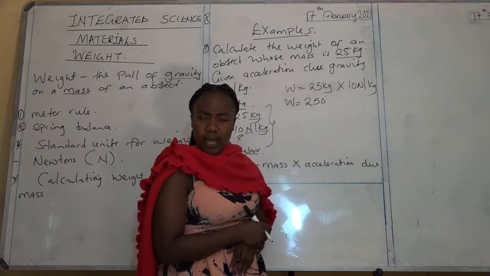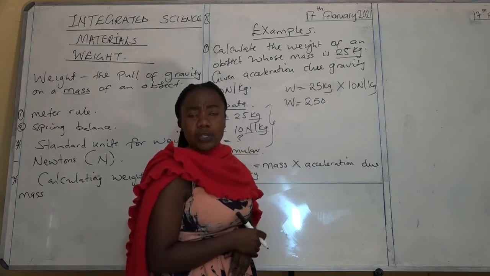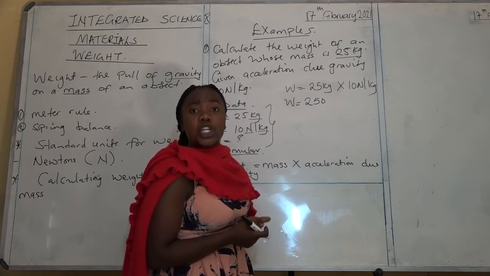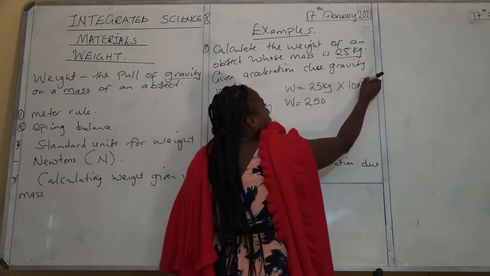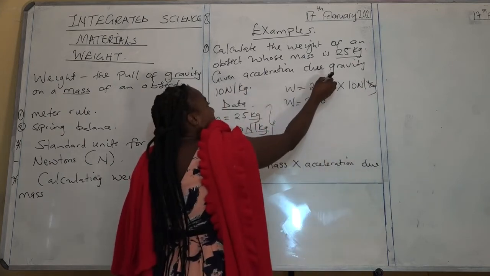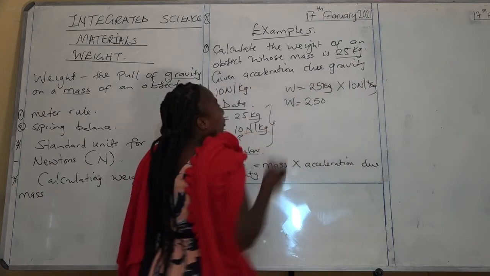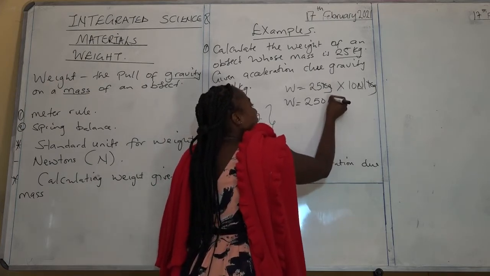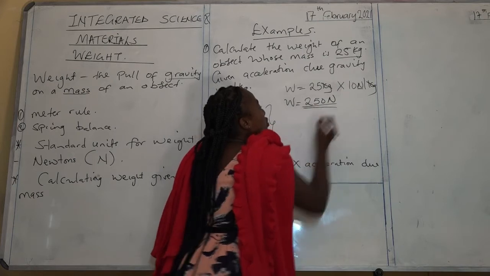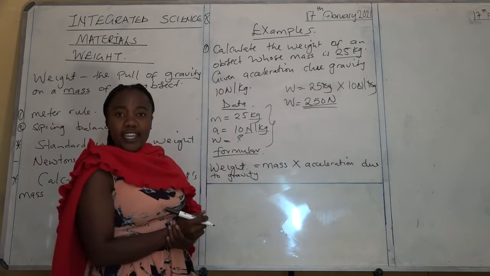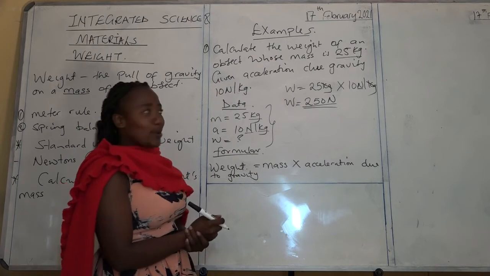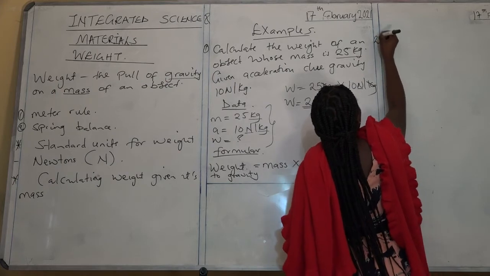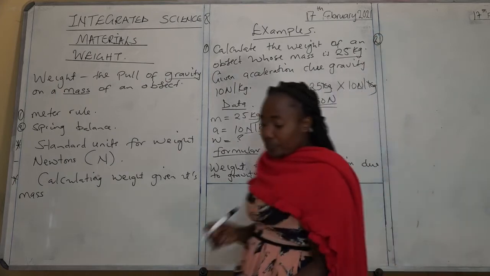But what SI units are we looking for? We've said weight has SI units of newtons. So this kg will cancel, and the other kg this side will cancel. What are we remaining with? We are remaining with the newtons. So our answer is 250 newtons. Any questions, class? Let's go to example 2.